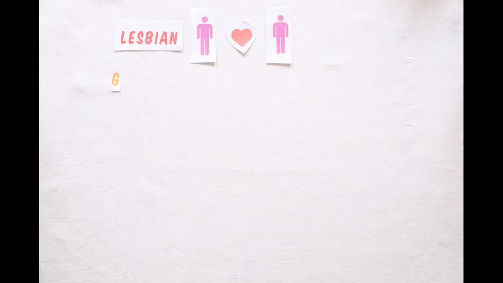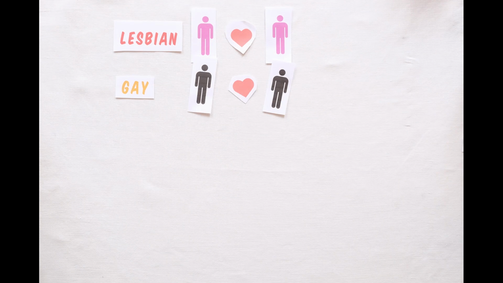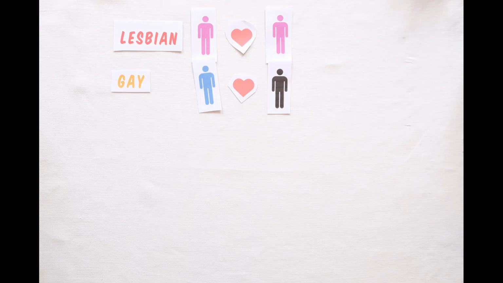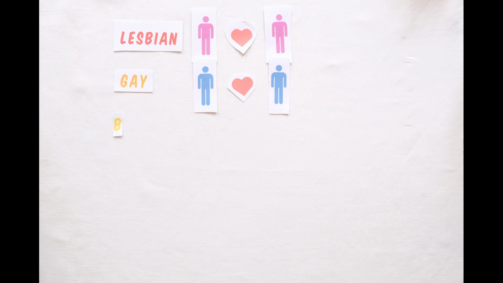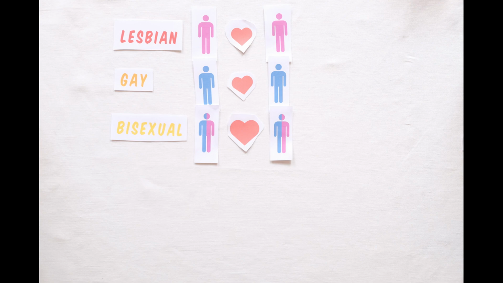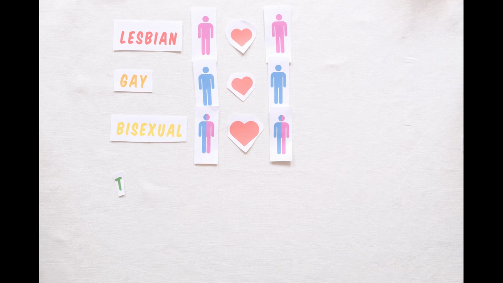The L stands for lesbian, which refers to the sexual attraction between women. The G stands for gay, which refers to the sexual attraction between the same sex, most commonly between men. B stands for bisexual, which is a sexual attraction towards two or more genders, commonly towards both male and females.